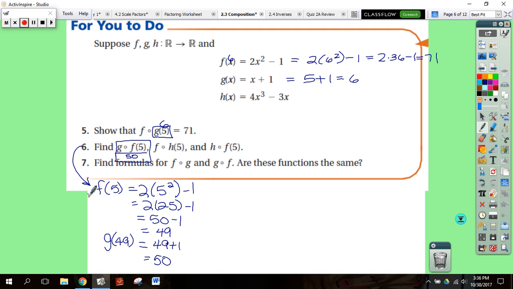f of h of 5, so the first one we're going to start with, we're going to start by plugging 5 into the h function. So I'm going to do this one straight down here. So 4 times 5 cubed minus 3 times 5. 5 cubed is 125. And we're going to multiply that times 4 and then subtract 15. So 4 times 125 is 500. And then subtract 15, we get 485.